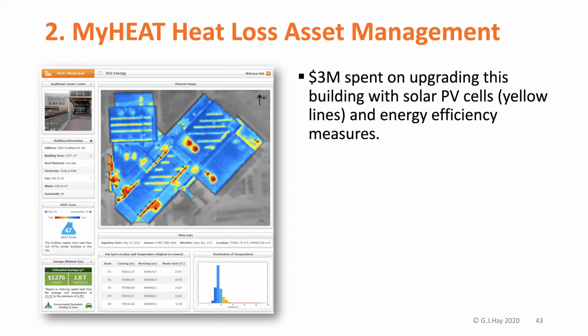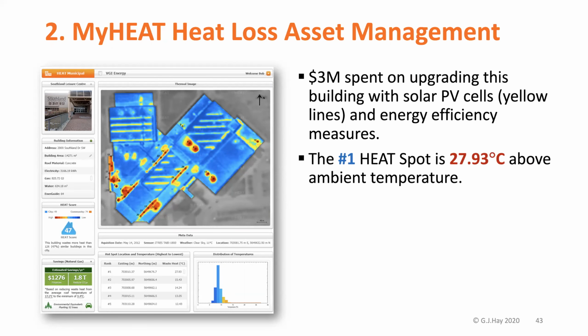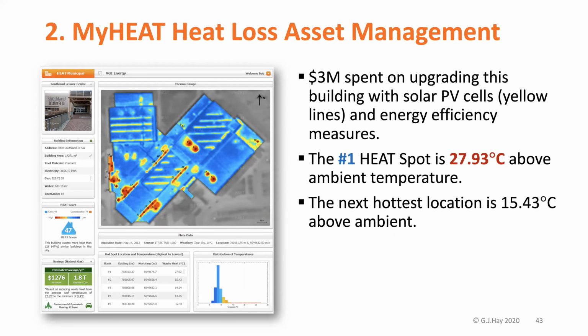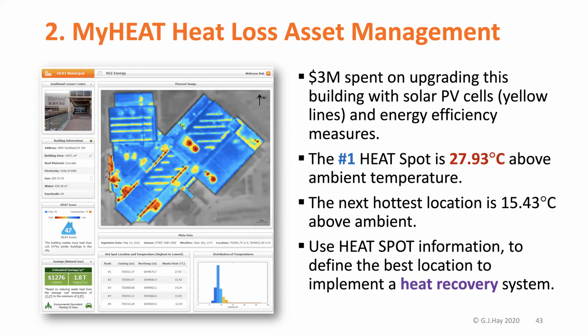There's a lot of blue, and the yellow lines would be the solar cells that would still be warm in the evening time. But it just so happens that there are some issues in some of the hottest locations. The number 1 heat spot is 27.9 degrees, almost 28 degrees above the ambient temperature. The next hottest location is 15 degrees above ambient temperature. So you could use this heat spot information to define the best place to have a heat recovery system. This is really important in Alberta and in Canada, because I'll give you an example.